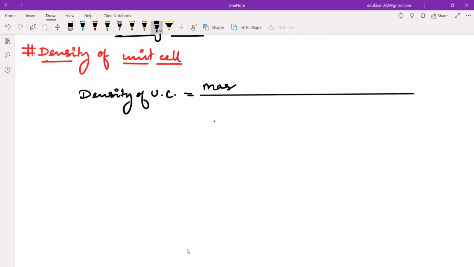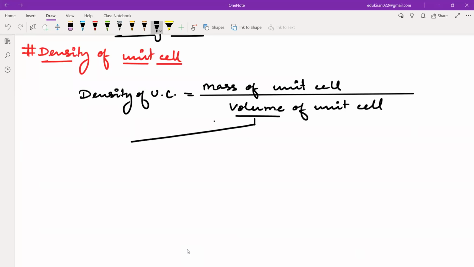Tell me. Mass of unit cell divided by the volume of unit cell. Okay? Volume of unit cell. Now this is very important. Now in volume, you can have many different types. So we have here seen simple cubic. We have seen cubic unit cell, and we have also seen hexagonal unit cell.